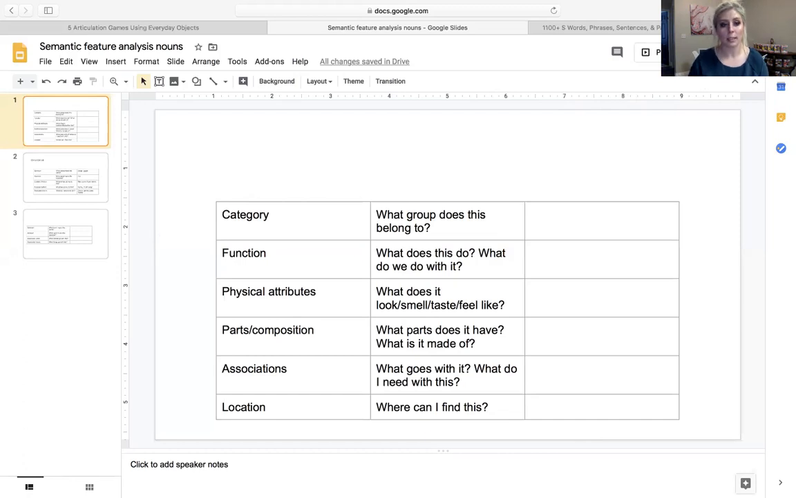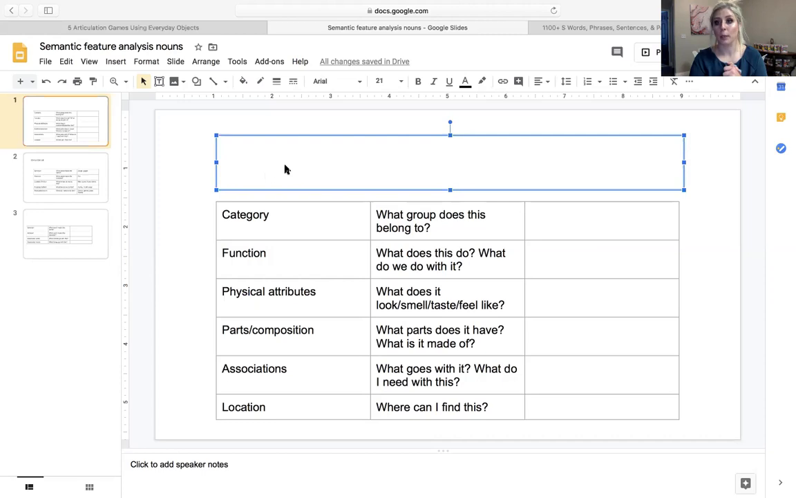Let's see, let's move this. Okay, so this will be available to you if you email me. My work email is on my website. So if you email me, this can be available to you if your child is working on vocabulary.